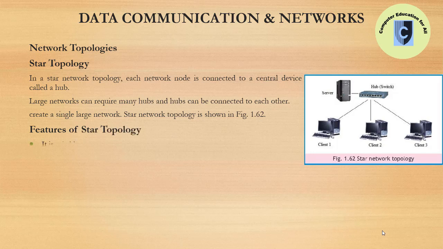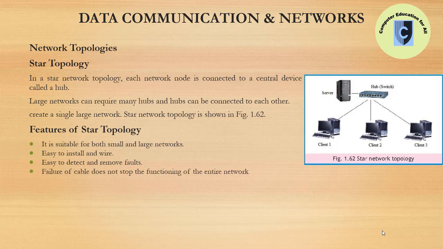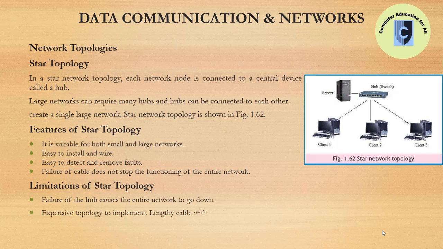Features of star topology. It is suitable for both small and large networks. Easy to install and wire. Easy to detect and remove faults. Failure of a cable does not stop the functioning of the entire network. Limitations of star topology. Failure of the hub causes the entire network to go down. Expensive topology to implement. Lengthy cable with a hub is required to install star topology.